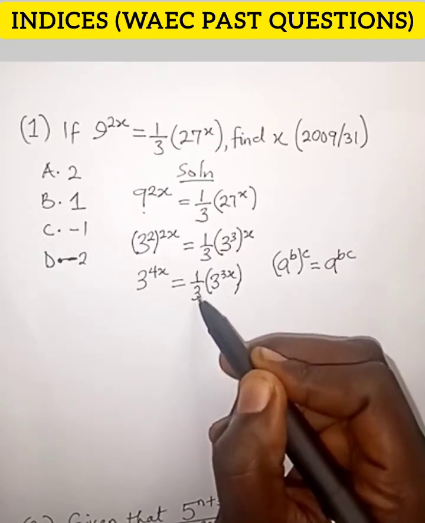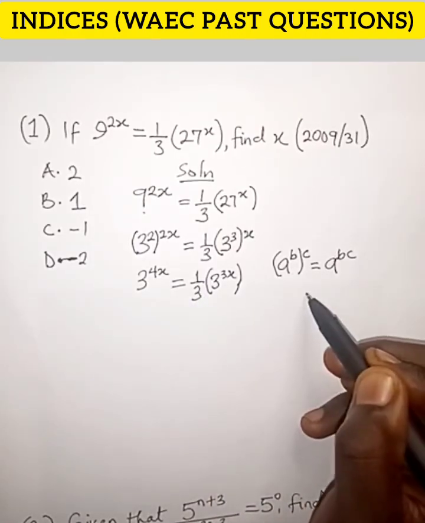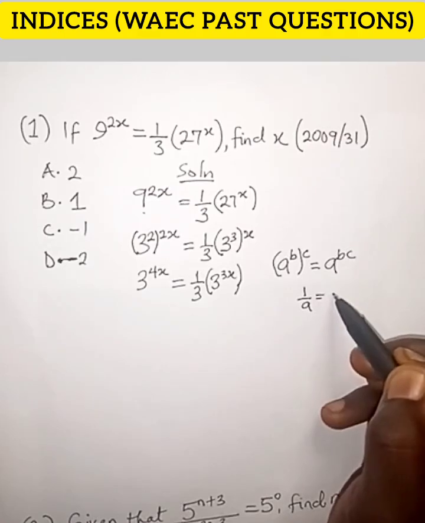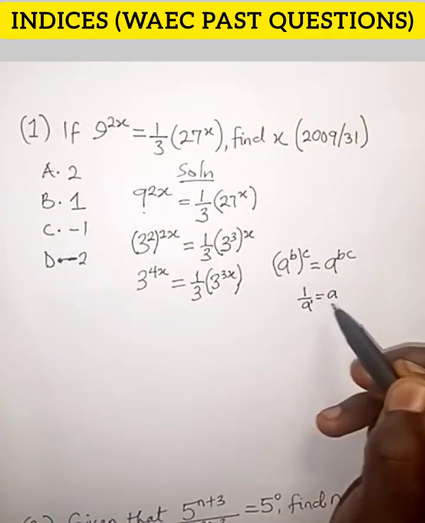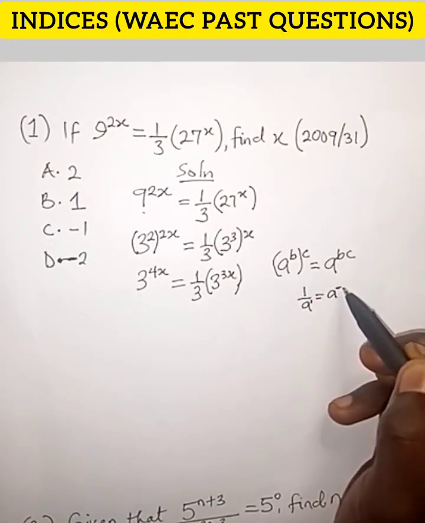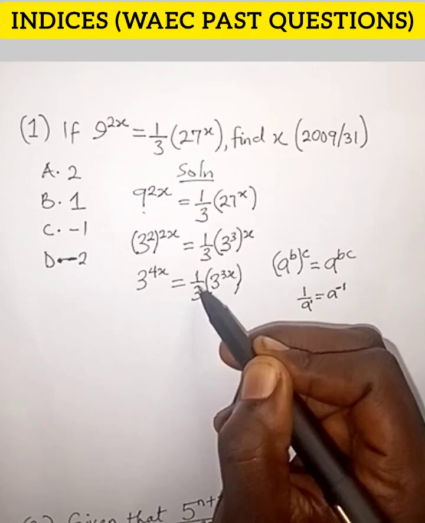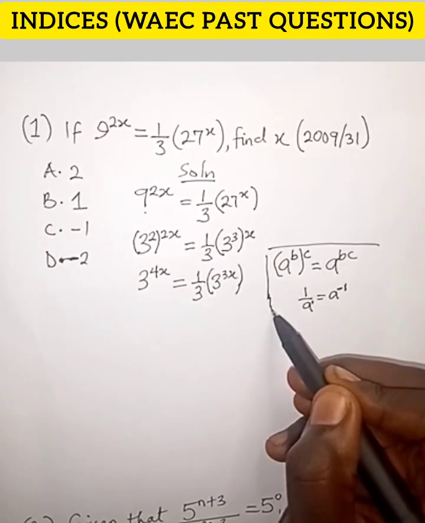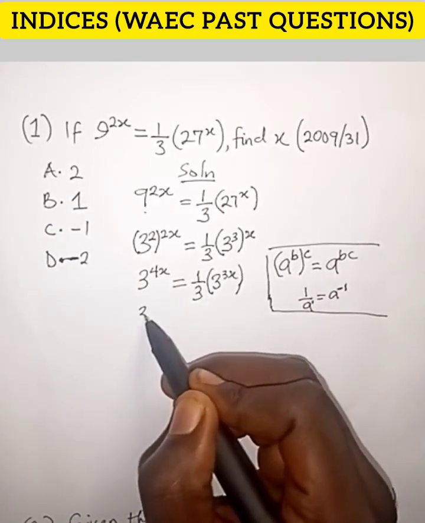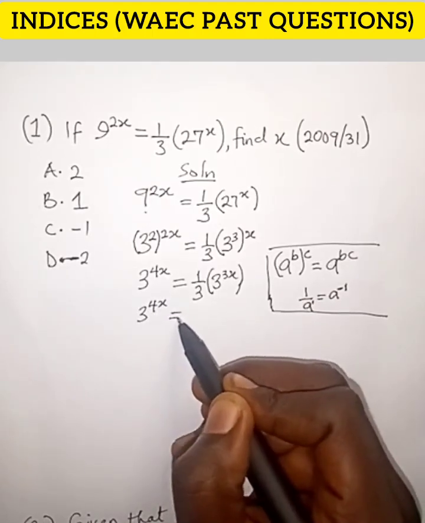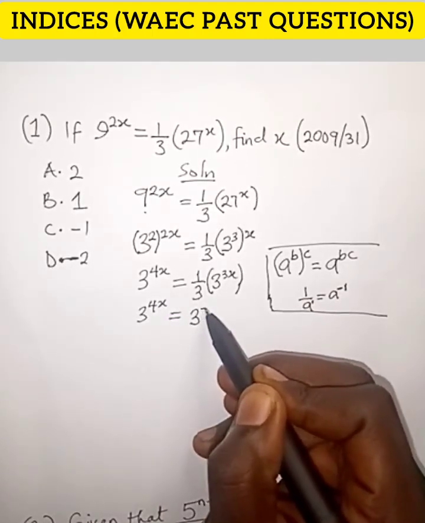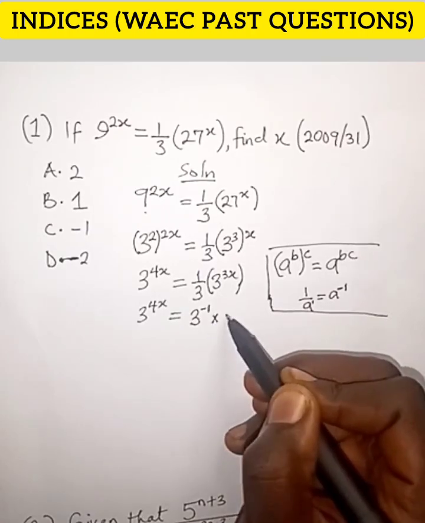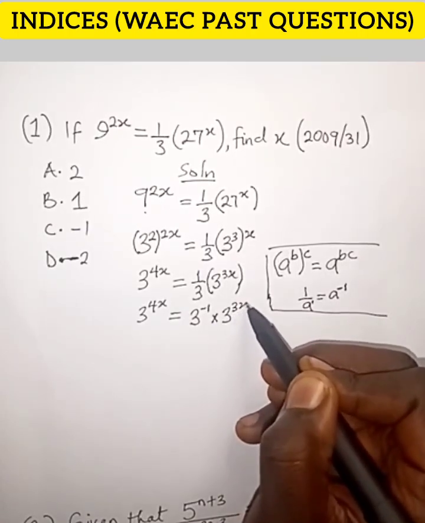Now again, we can rewrite this: 1 over a is simply the same thing as a raised to power minus 1. So we do the same thing here. We are going to have 3 raised to power 4x equal to, this can be written as 3 raised to power minus 1. Then this bracket actually means multiplication, so you can do times 3 raised to power 3x.